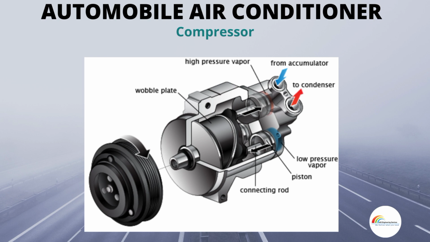There is a high pressure vapor. The blue arrow is the suction line, and the red arrow is the discharge line. The low pressure vapor, you can say the rotary type compressor, is used. Then the piston, or blades, whatever you can say, connecting rod, wobble plate, high pressure vapor. These are all the basic parts of the compressor, and the black part is the pulley of the compressor.